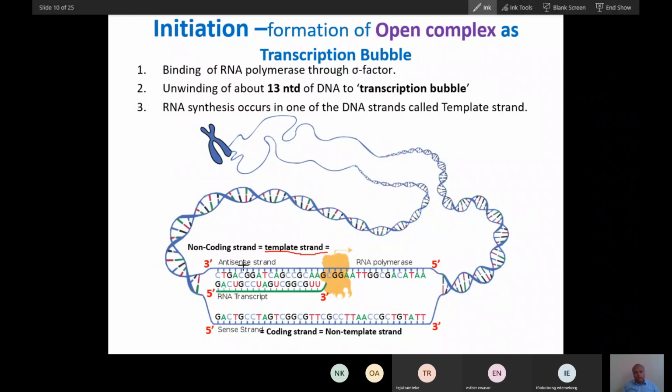Why is it called the non-coding antisense strand? I already explained, because it is not similar to the RNA sequence. But if you look at the non-template strand, the sequence is very similar to the RNA sequence. That is why the non-template strand is called the coding and sense strand, because it makes sense with RNA. So I told you what coding, non-coding, template and non-template are. These two strands will be present in the transcription bubble, and this is called the transcription bubble.